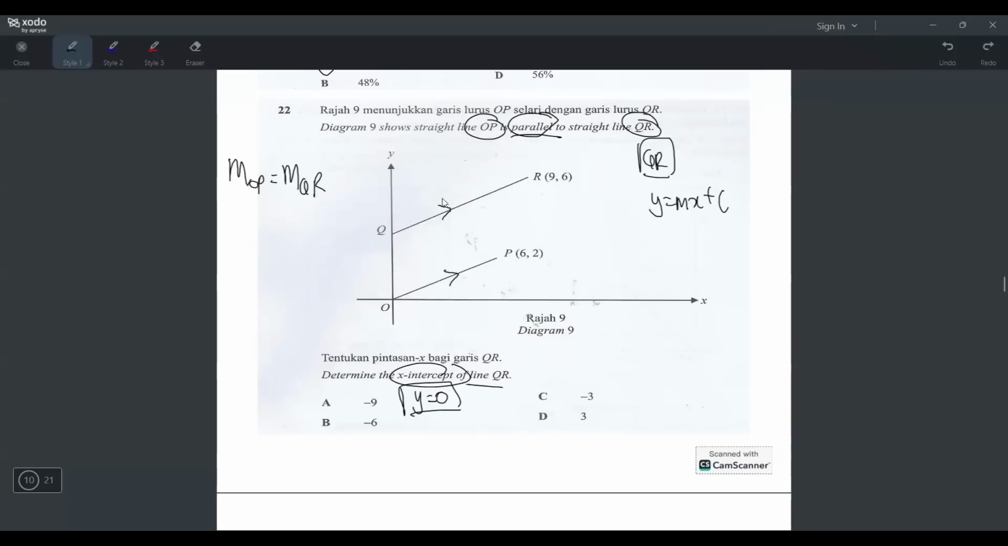But I don't have m, I don't have c. So I cannot substitute y equals 0 now, because if I substitute y equals 0 now, I cannot find the x also. I need to have my m and c first. I need to have the full equation first.